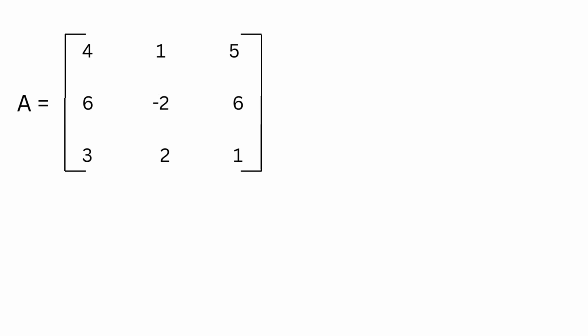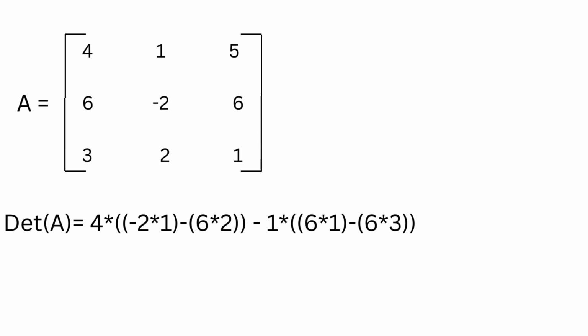Now, let's solve this example. So the answer will be 4 into minus 2 times 1 minus 6 times 2, minus 1 into 6 times 1 minus 6 times 3, plus 5 into 6 times 2 minus 2 times 3. And the final answer will be 46.